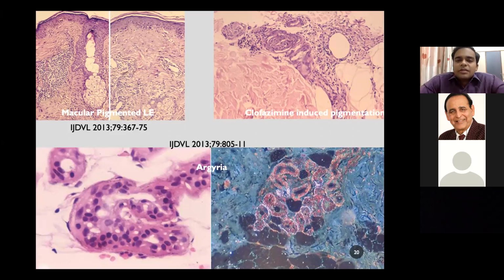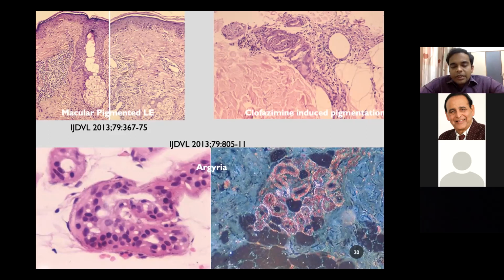So it is good to know in terms of prognosis, because macular LE tends to improve in a better way than other pigmentary disorders like melasma, because LE will not tend to come back if your photoprotection and other management is fine. And it is just like a post-inflammatory hyperpigmentation, you can say.